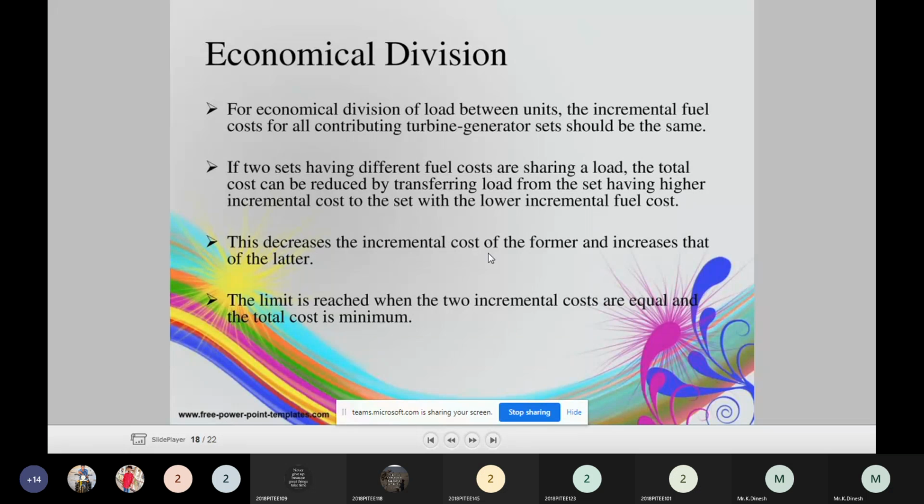This decreases the incremental cost of the former and increases that of the latter, until the two incremental costs are equal and the total cost is minimum. So this is your economic division. We have to divide our system into increment as well as decrement.